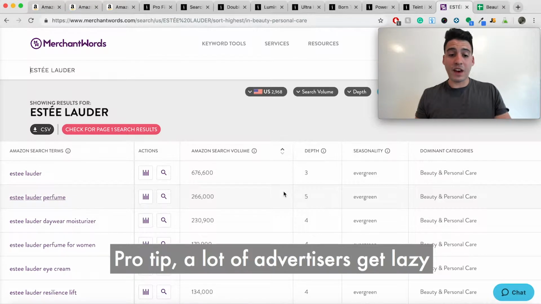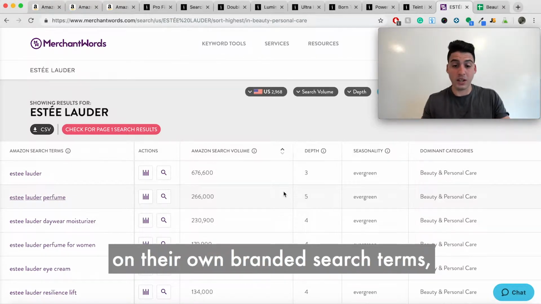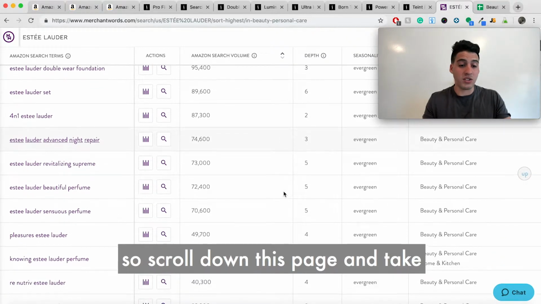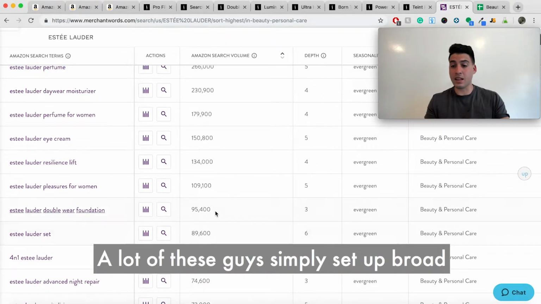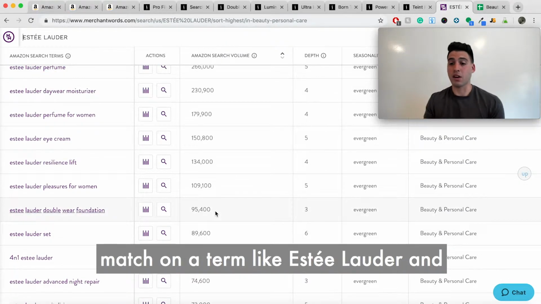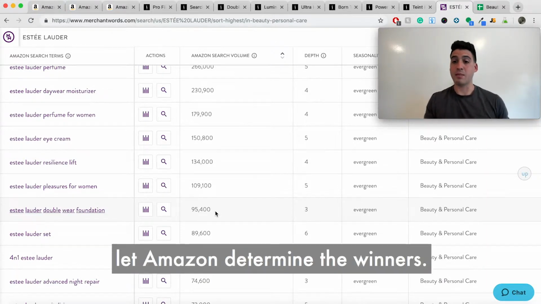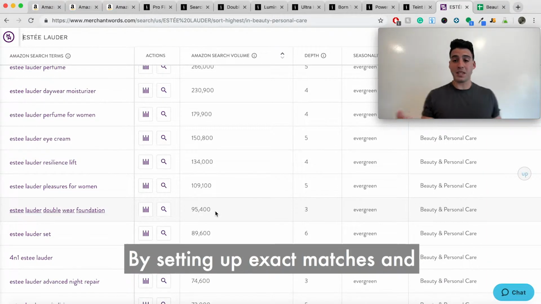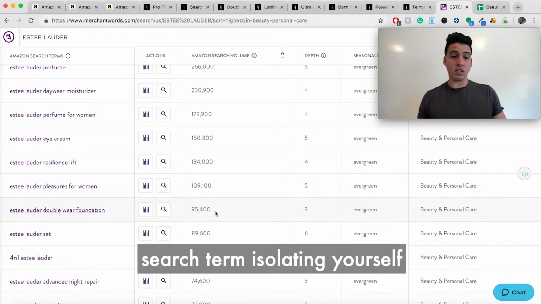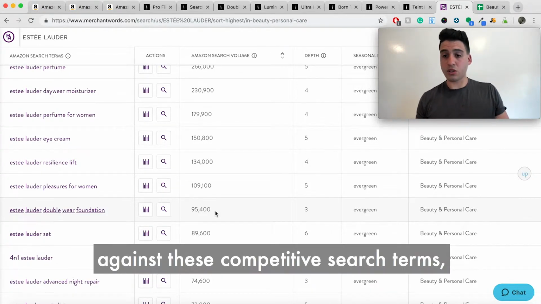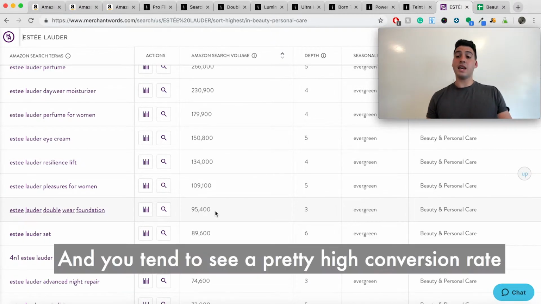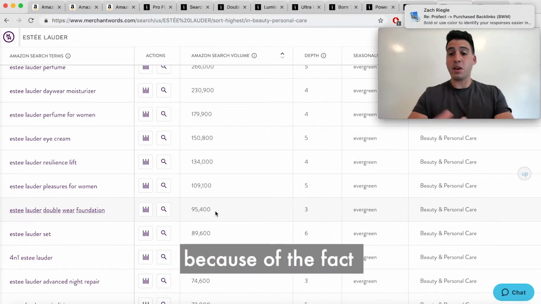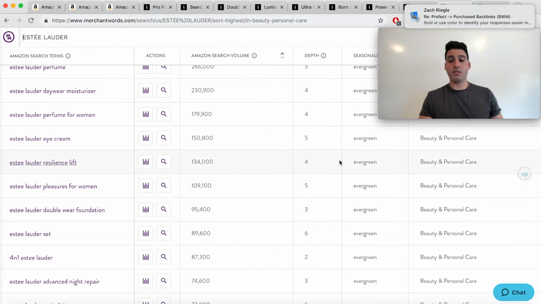Pro tip, a lot of advertisers get lazy on their own branded search terms. So scroll down this page and take some of these longer tail key terms. I find that setting exact matches up is really fruitful. A lot of these guys simply set up broad match on a term like Estee Lauder and let Amazon determine the winners. By setting up exact matches and search term isolating yourself against these competitive search terms, this is a huge opportunity to steal market share from your competitors, and you tend to see a pretty high conversion rate because of the fact that your price points are accurate.